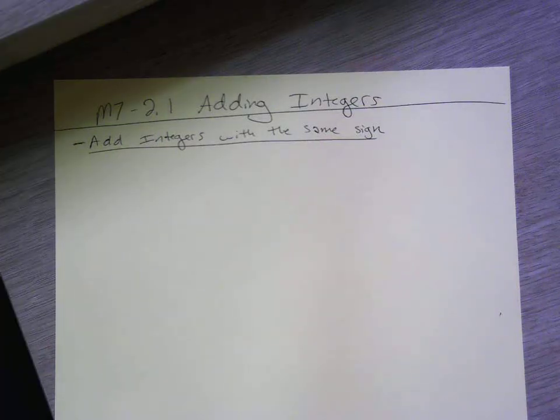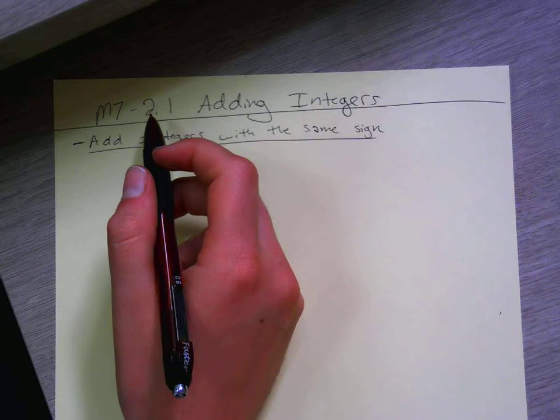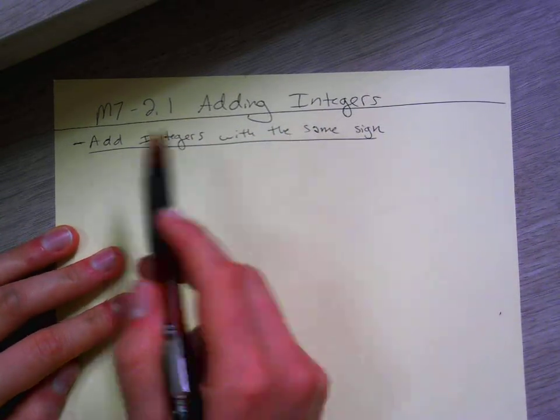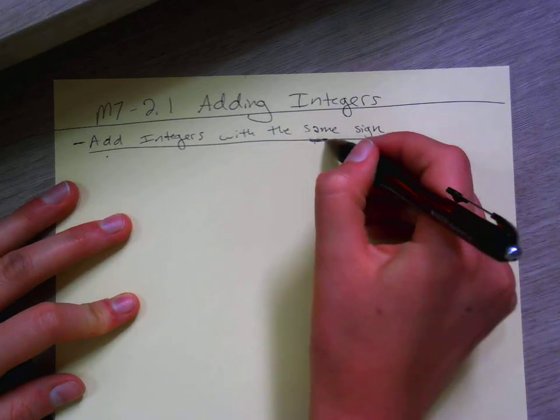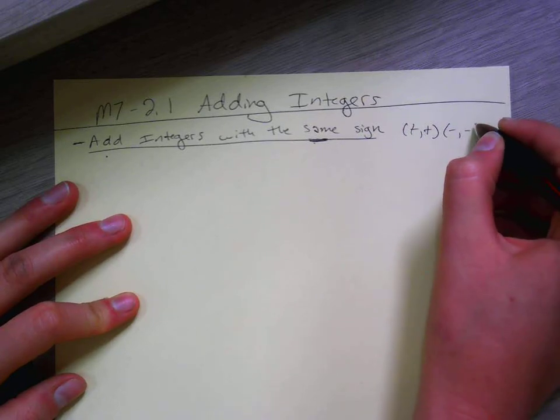This is Math 7, Math Grade 7, Section 2.1. First we're going to start, the whole section is adding integers. So we're going to start by adding integers with the same sign, like positive and positive, or negative and negative. And here's how we do it.